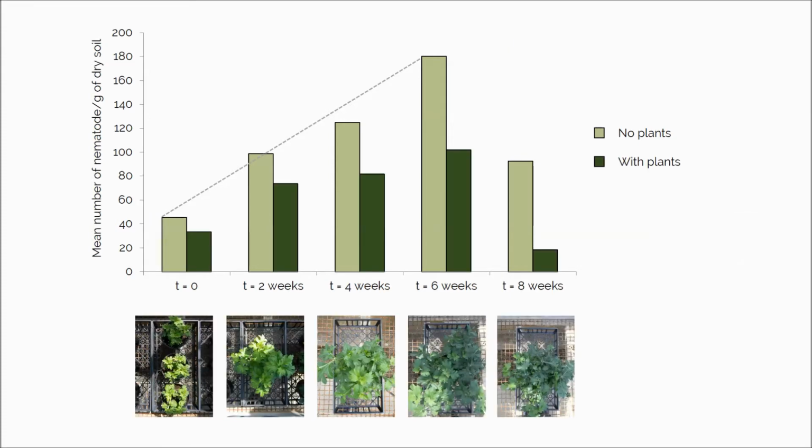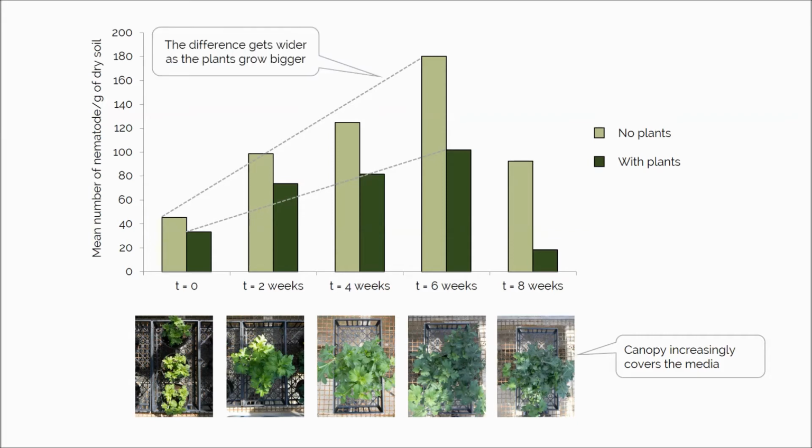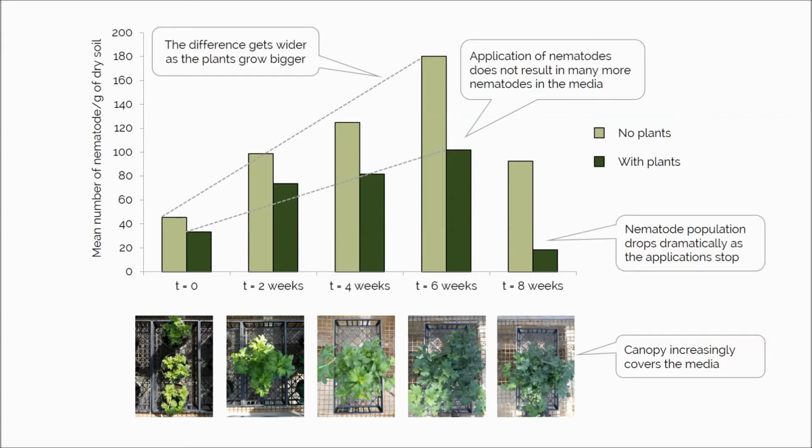Now, with plants, the canopy grows and closes over time, covering the entire substrate at about 6 to 8 weeks. You can see that as the plants grow, they shelter the substrate, so fewer nematodes reach the growing medium, and the total accumulation of nematodes is less. When nematode application is stopped at 6 weeks, we again see that the number of nematodes in the substrate declines quickly.